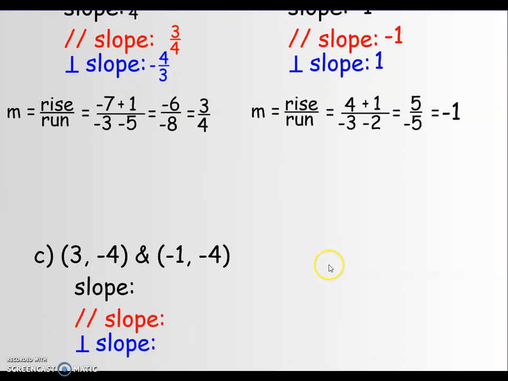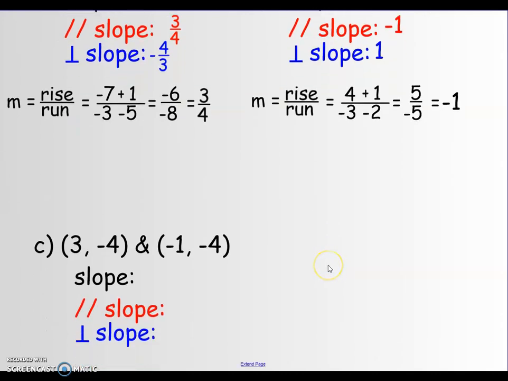And the last one is right here, and this one's a little tricky. So why don't you pause the video and see if you can find both the slope, the parallel slope, and the perpendicular slope.